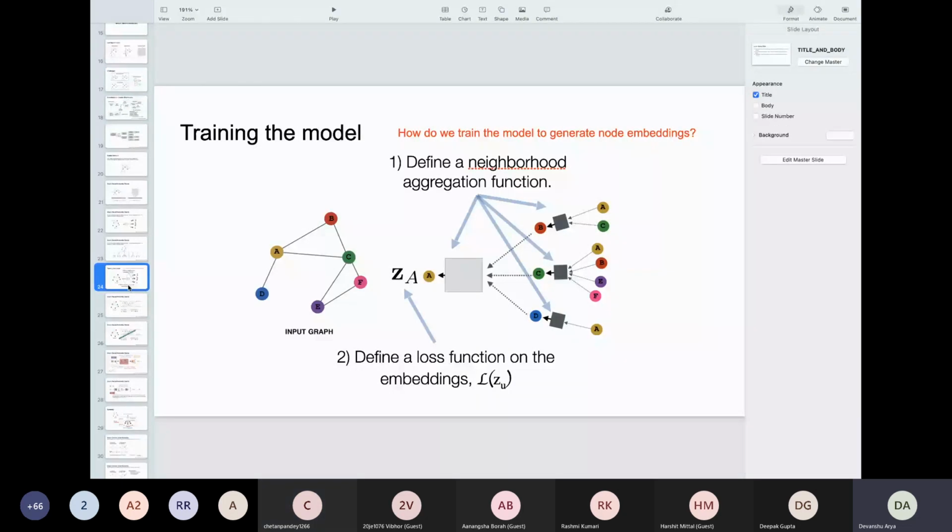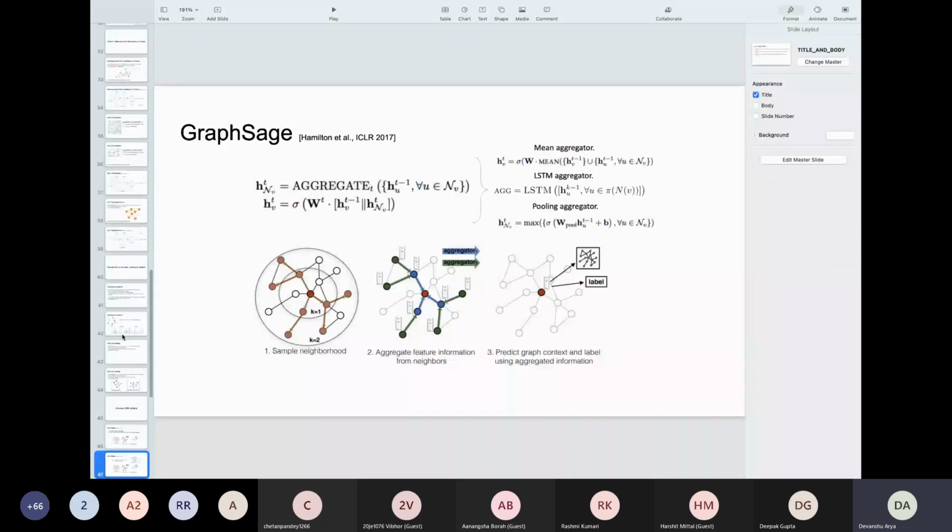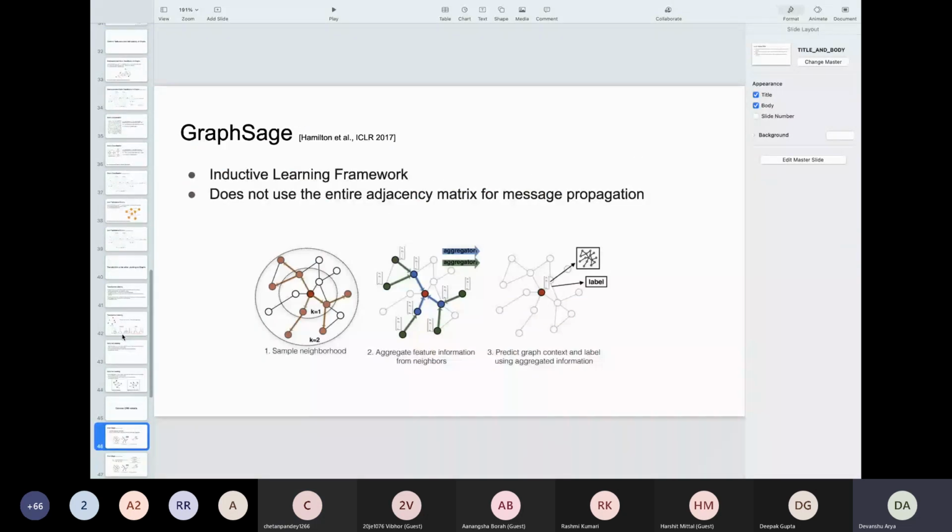That is what is used in GraphSAGE, the one that I was talking about. So instead of using an adjacency matrix, it uses a set of neighbors, and then it performs message passing from only that set of neighbors. So at no point is the entire adjacency matrix in memory, and that's how you perform inductive learning. So yeah.